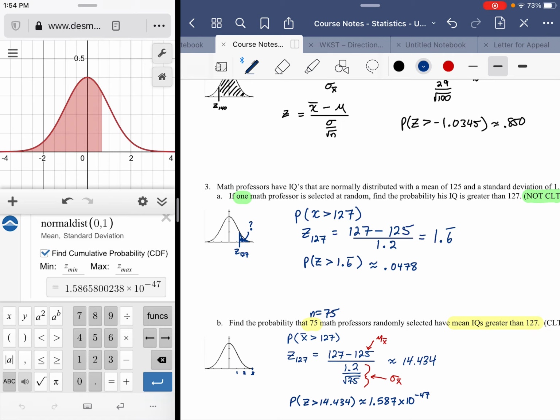So what does that mean? Well, it means a couple of things. The most important thing is that it's very, very unlikely that you're going to find a group of 75 math professors whose average IQ is more than 127. There's a small probability that you'll find an individual, and that was 5%. There's a small chance that you'll find an individual at this particular level of IQ, but having a group of 75, that's almost to the point of being impossible.